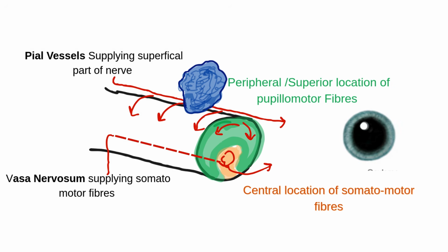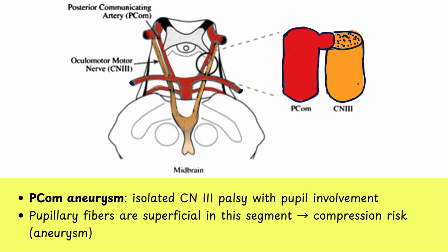A classic example here is the posterior communicating artery aneurysm. This aneurysm presses on the third nerve and produces an isolated third nerve palsy with pupillary involvement, because the pupillary fibers here lie on the surface in this segment. So initially it's the pupillary fibers which get involved, and later on, if the compression advances, it reaches the somatomotor fibers as well, and then it will cause complete third nerve palsy.